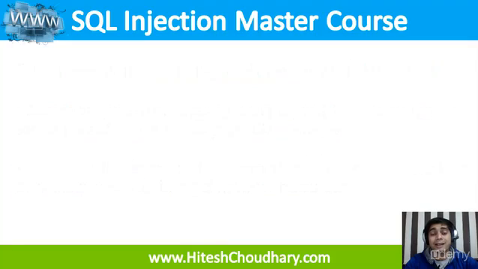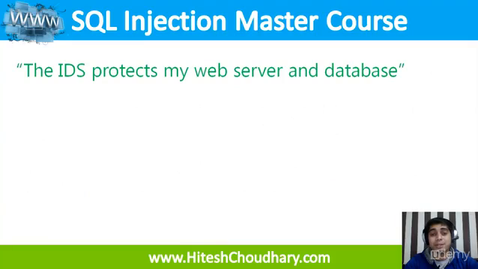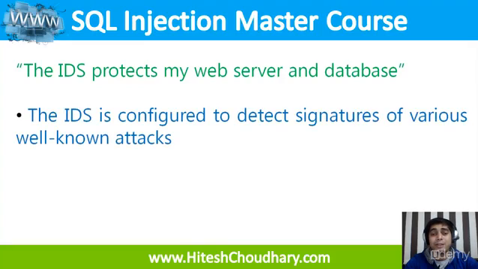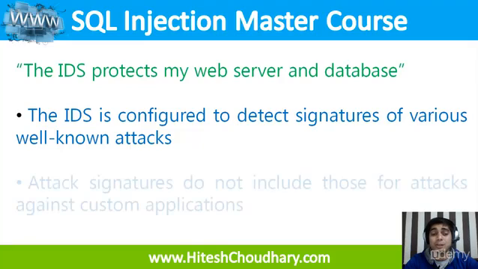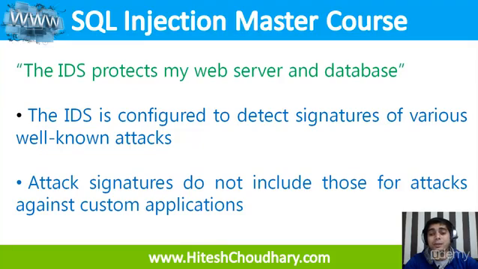Next, with the IDS and IPS, that is the intrusion detection system or intrusion prevention system, we have a misconception that these are responsible for protecting my web server and database. An IDS is configured to detect the signatures of various well-known attacks. You cannot configure an IDS for all SQL queries. You can make a configuration for some of the queries, but for all, it is not at all possible. Also, attack signatures do not include those for attacks against custom-designed applications or custom attacks. So IDS is again not a solution for all of our SQL injection problems.